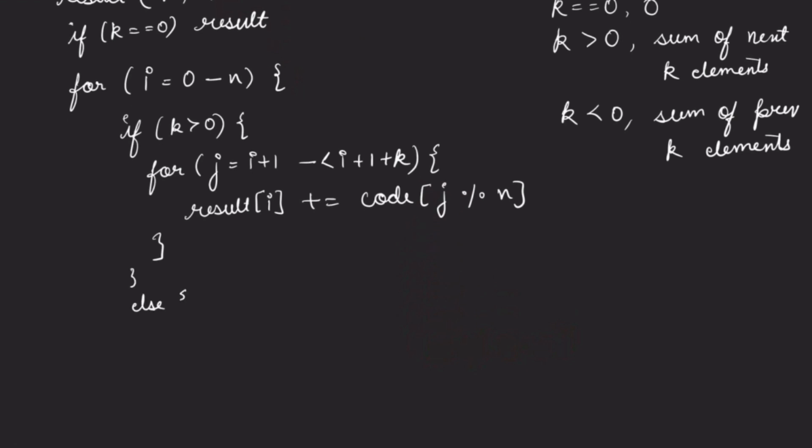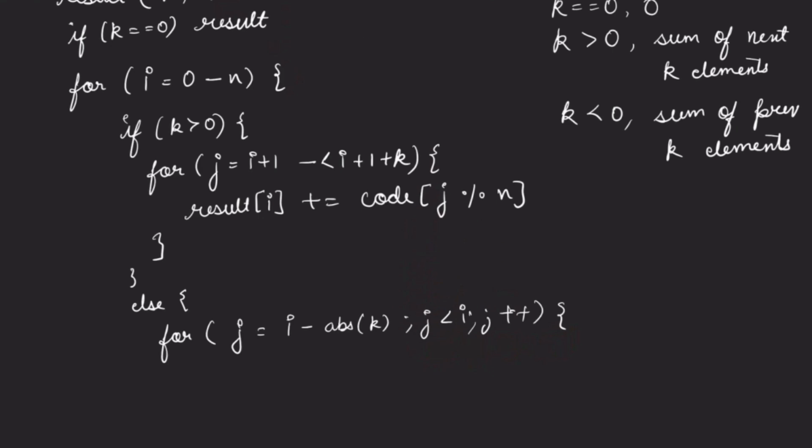Now if our k is less than 0, it is negative, then we need to find out the sum for the previous k elements. So in that case, your loop of j will start from what? It will start from i minus k, right? Because previous k elements. But since here your k is negative, we will take the absolute of k. Or you can also do i plus k, but that will create confusion. That is why I have taken the absolute here. And it will go till i, and we'll do j plus plus.